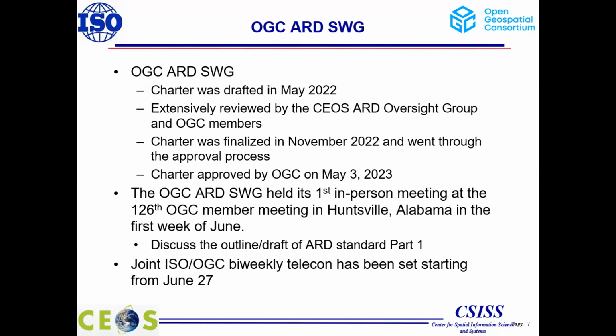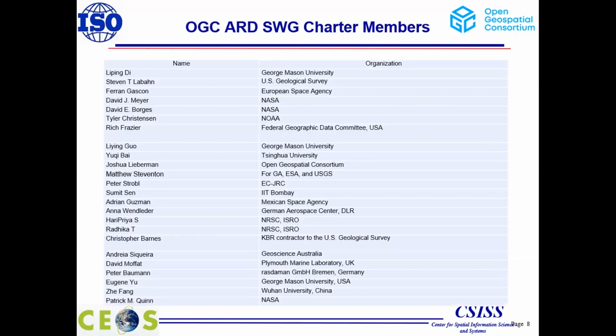For the OGC ARD standard working group, we drafted a charter in May 2022, which was extensively reviewed by CEOS, the ARD oversight working group, and OGC members. The charter was finalized in November 2022 and finally approved by OGC on May 3rd, 2023. We had the first in-person ARD standard working group at the 126th OGC member meeting in Huntsville last month, where we discussed the work plan and the outline of ARD standard part 1. We also currently have joint ISO OGC bi-weekly telecoms that started June 27. Next slide.